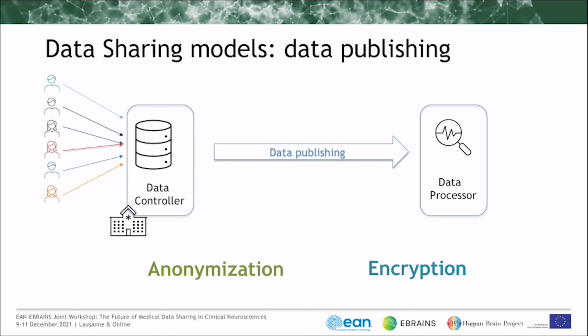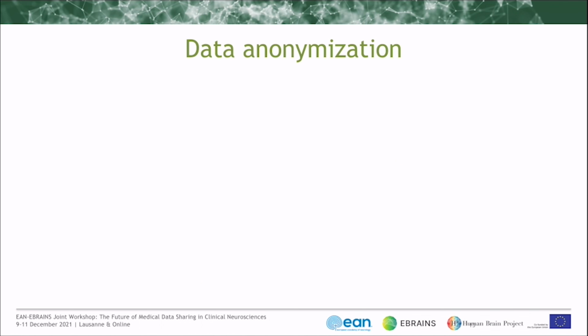Here we can see two types of privacy preserving technique. The first is data anonymization, the second is encryption. We are going to discuss both of them. Let's start from data anonymization.